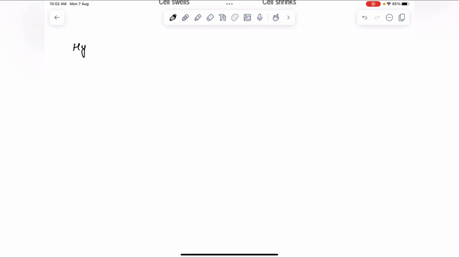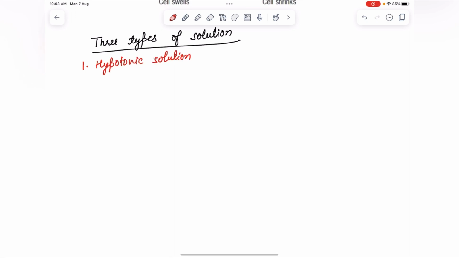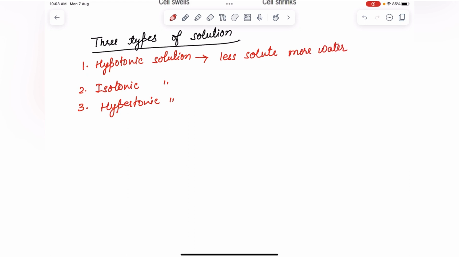There are three types of solution. The first one is hypotonic solution, the second is isotonic, and the third is hypertonic. Hypotonic solution means the solution is dilute. Dilute means there will be less solute and more water, so the solution will be a dilute solution.